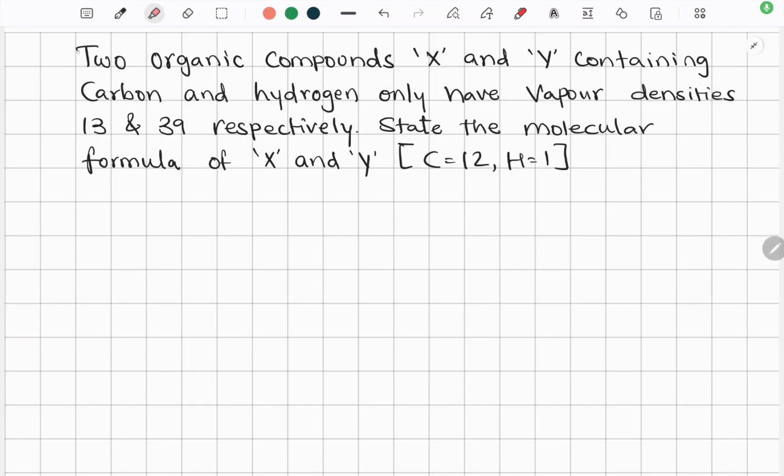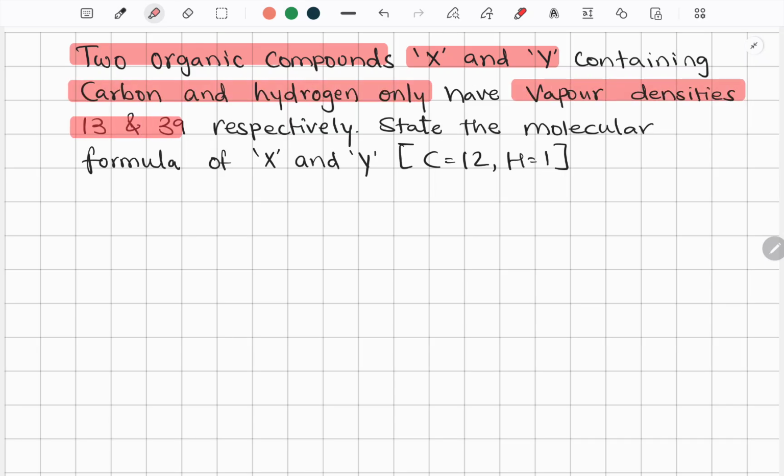Solve this question. In this question it's been asked that two organic compounds X and Y containing carbon and hydrogen only have vapor densities 13 and 39 respectively. State the molecular formula of X and Y. Okay, so let's understand this question.